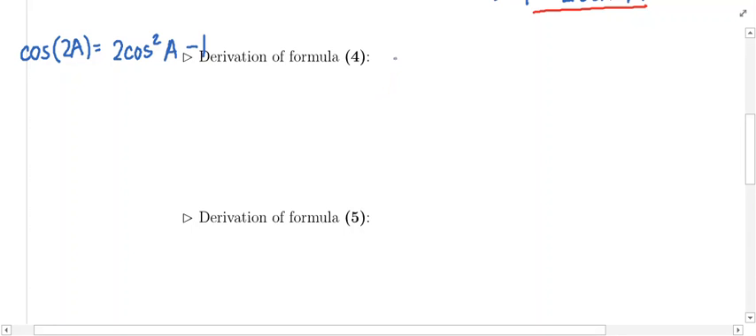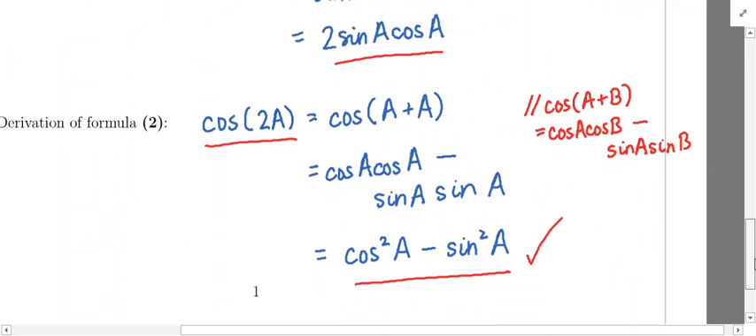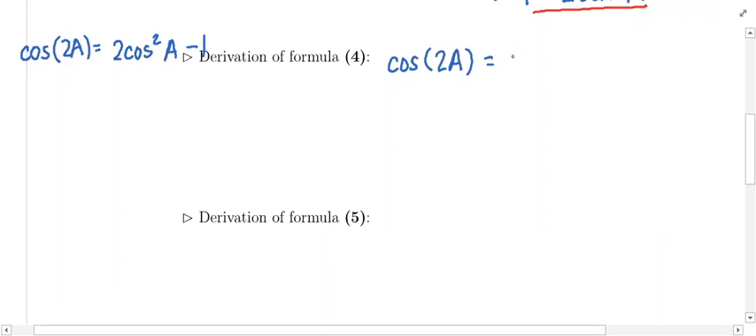To get this formula, it's very similar to how we got the third formula. We are going to start off with the left side of the equation. We're trying to derive a formula for the cosine of 2 times A. We're going to use the information we had in the second derivation. In formula 2 that we derived earlier, we know that the cosine of 2 times A is equal to the cosine squared of A minus the sine squared of A. So I'm going to write that down. This is how we started the derivation of formula 3.